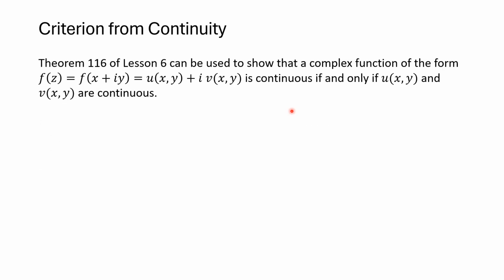On this slide we have an extension of a theorem from a previous lesson. In lesson 6 we proved that f of z broken down into its real and imaginary part has a limit at a particular point if and only if the limit exists for the real part and the imaginary part. And we can extend that to say that a function is continuous at a given point if and only if its real part and its imaginary part are also continuous at that same point.